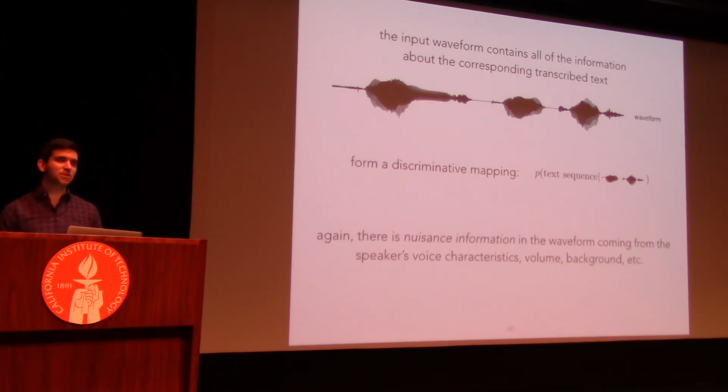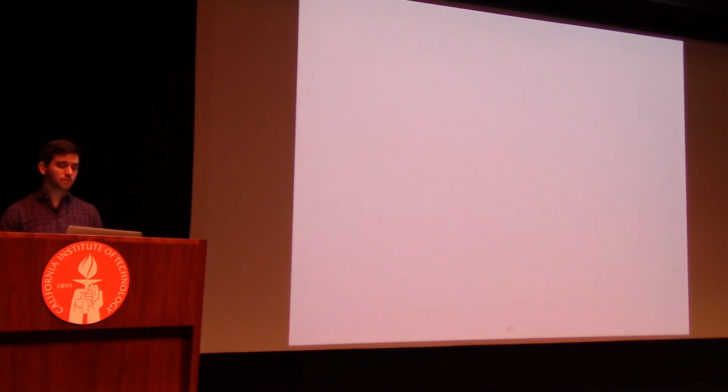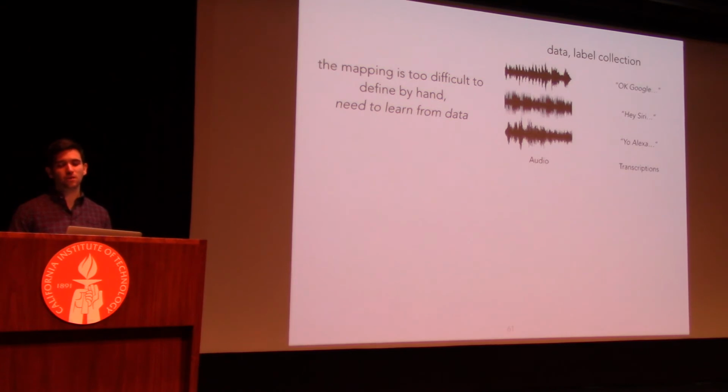And again, we see that there's some nuisance information that we want to be invariant to. We don't want to care about things like the characteristics of the speaker's voice or the volume or some additional background noise. We'd like to be invariant to those features and only select out the latent quantity of what character is being spoken or what text. And again, it's way too difficult to define this by hand, so we're going to have to go collect some data. So you might collect people saying typical things like, "Okay, Google," or "Hey, Siri," or I'm not sure what they say to Alexa, but I yell Alexa maybe.